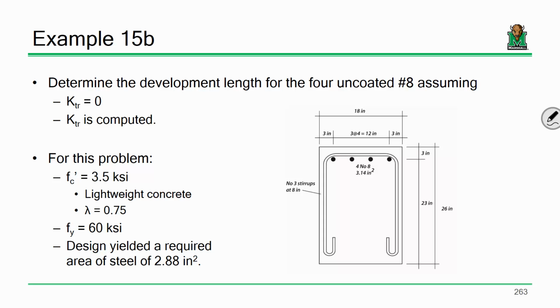But then look at this point right here. Design yielded a required area of steel of 2.88. So we needed 2.88 square inches of steel for this design. But what did we go with? When the design was carried out, we used 4 number 8s. So obviously there's more steel in the beam than is needed, right?